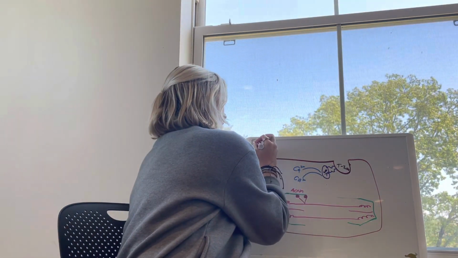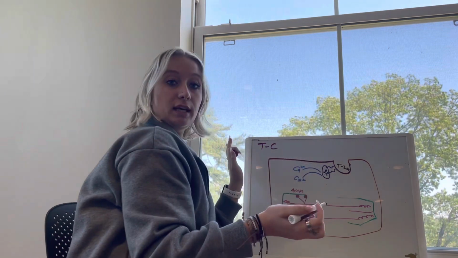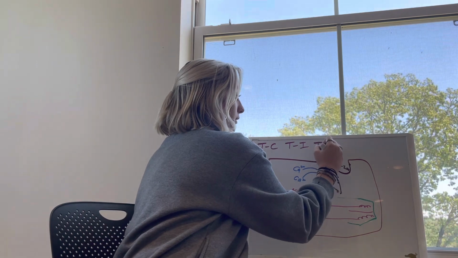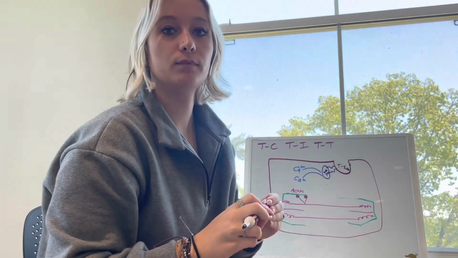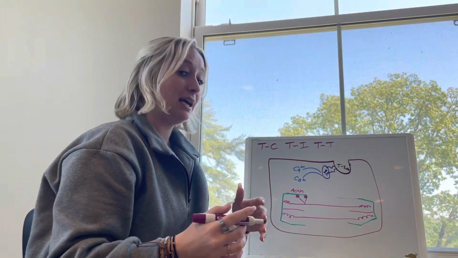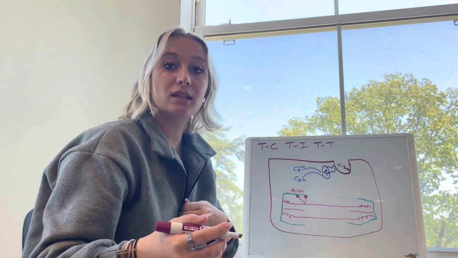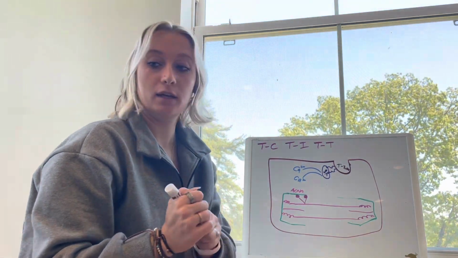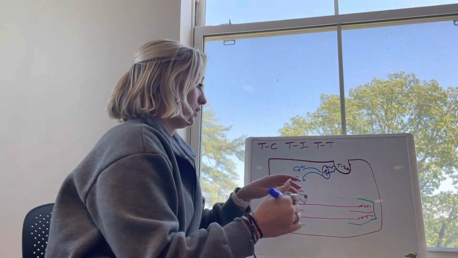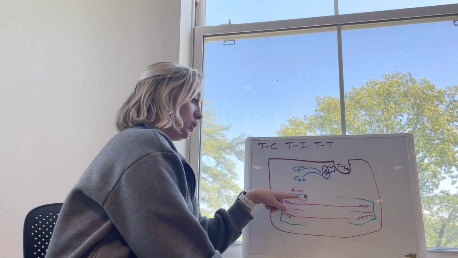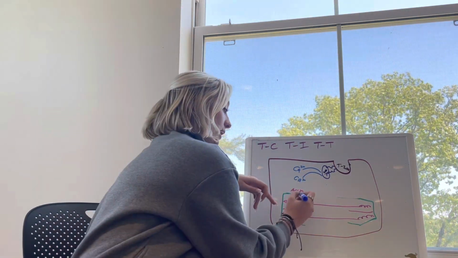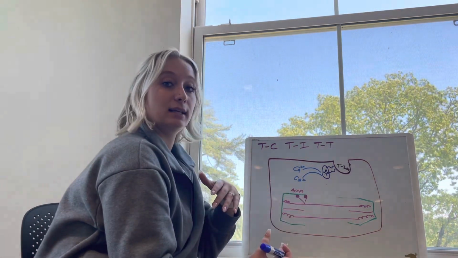You have troponin T, you have troponin I, and you have troponin C. So what's going to happen is you have troponin I, and troponin I is blocking the myosin from being able to grab the actin. See how these are touching? So you've got the troponin I, your inhibitor, blocking the myosin from grabbing onto the actin.